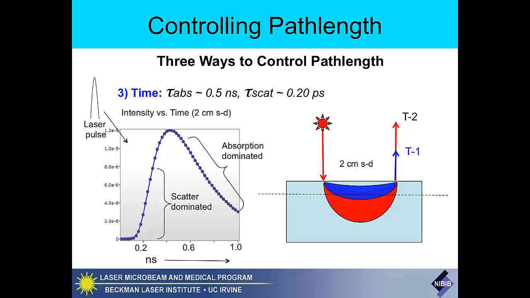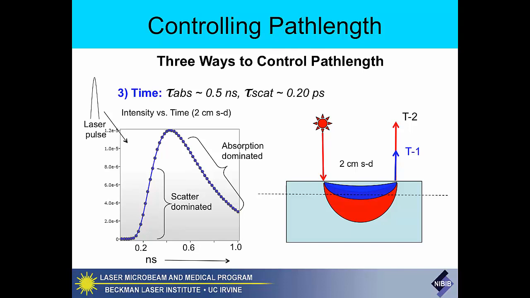So the third major way to control path length is in time. So remember, if the scattering lengths are 20 to 40 microns, then we can calculate a scattering relaxation time. So you take that length and you divide it by the velocity of light, and that's the time. So that's a fraction of a picosecond in terms of a scattering relaxation time. And if you take that 10 centimeters and you divide that by the velocity of light, then you get an absorption relaxation time. And that's a fraction of a nanosecond.